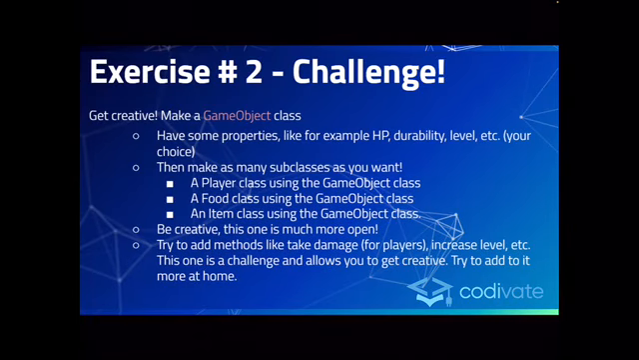So here's another exercise, which is a bit more challenging. Create a game object class. And you can have all kinds of properties like HP, durability, level, etc. Now, based on this, make any kinds of subclasses that you want to make, like a player class, which would be a game object, a food class, an item class. This one is very open, so you can essentially add anything you want.